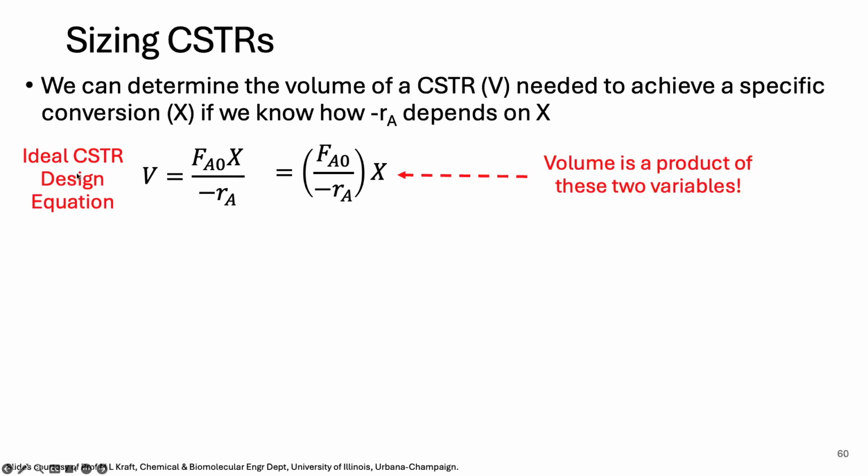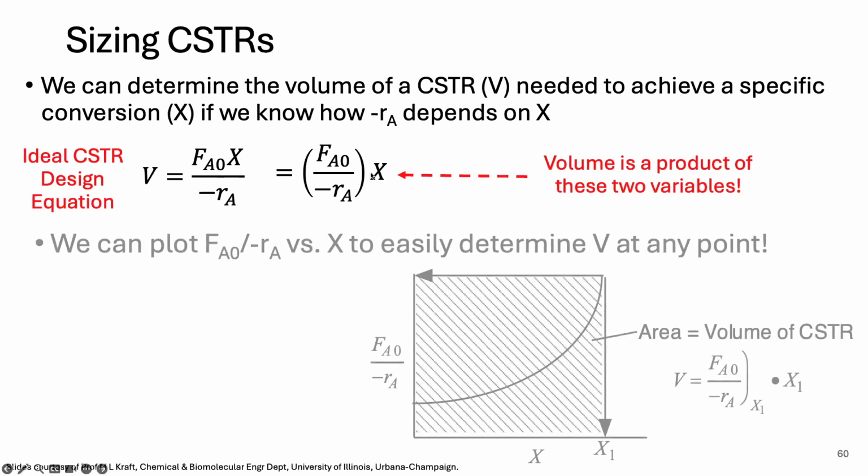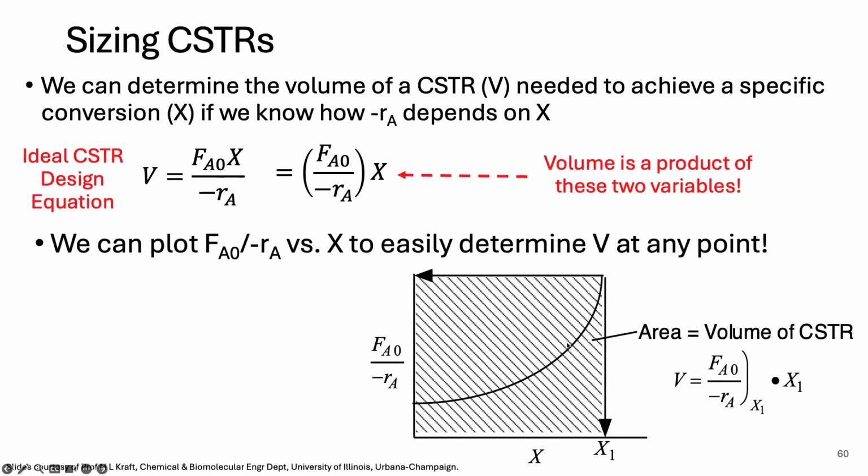So if we consider our ideal CSTR design equation, another way we could write this is the product of this ratio, F_A0 over -r_A, times X, our conversion. And so if we were to plot that function, it would look perhaps like this for our reaction. Then we could calculate the volume of the CSTR simply as the area, so the length or the height times the width of this rectangle or square here, as determined by our target conversion.